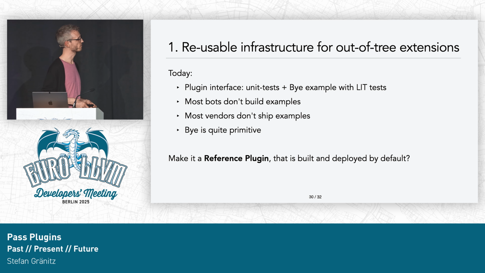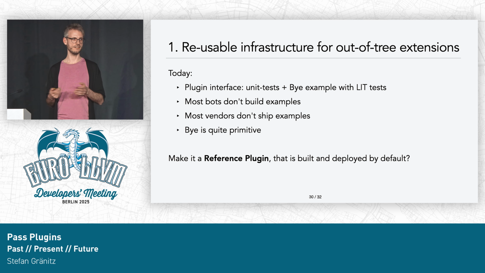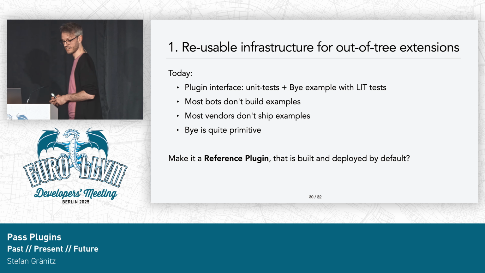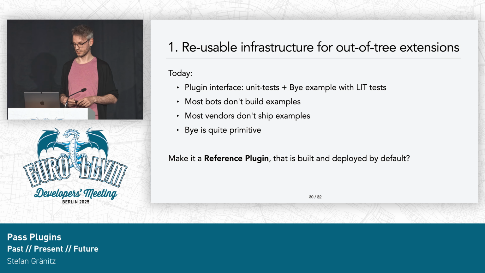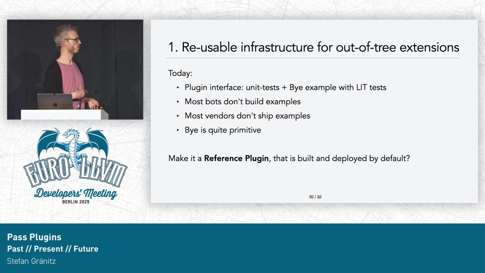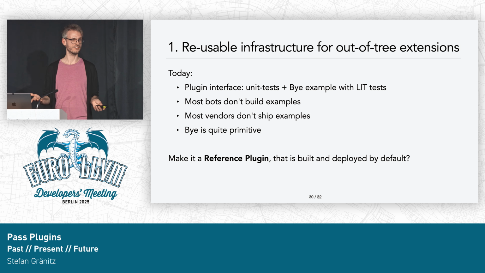Looking at the first point, what we have today is a plugin interface with unit tests and one example in tree that has a lit test. But unfortunately, our bots don't build examples so much. And so the lit test almost never runs. And so the example has issues with many configurations of LLVM. And also, vendors don't ship examples so much. So if you want to test a plugin with an SDK, you don't have one. You have to build it from source, which is not easy because you have to match the C++ ABI of your compiler, and this is pretty complicated if you don't have a reference.